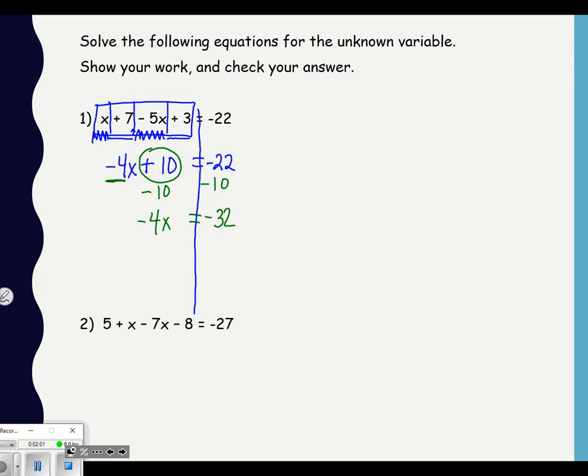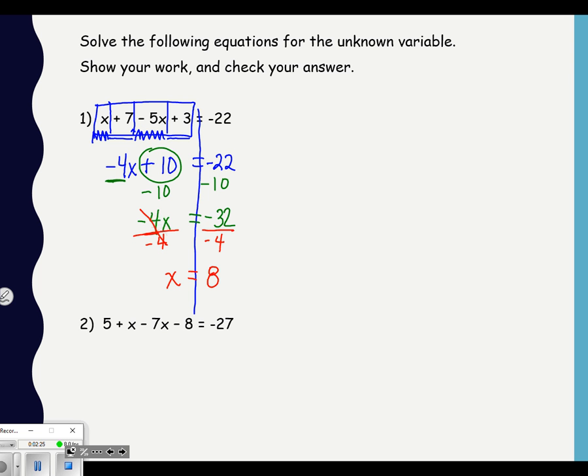And now we're going to deal with the coefficient by dividing by the coefficient on both sides. Negative 4 divided by negative 4 is 1, and 1 times x is just x. And negative 32 divided by negative 4, negative divided by negative is positive, gives us positive 8.